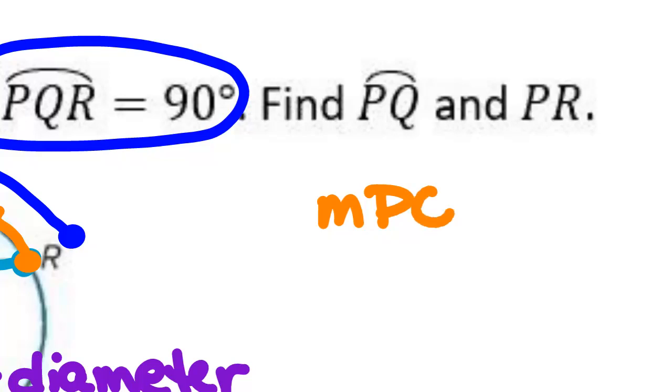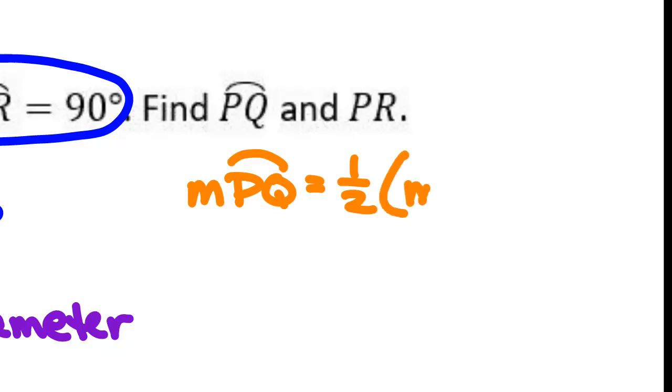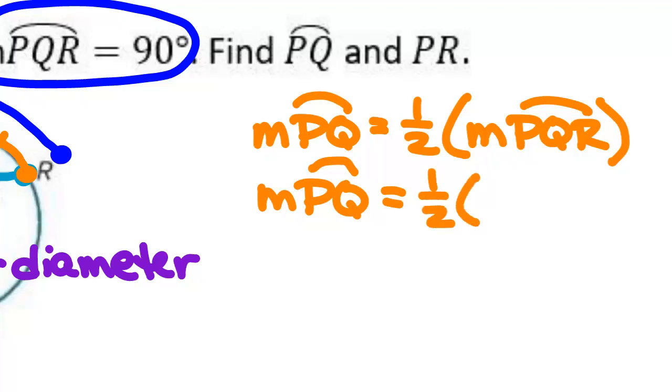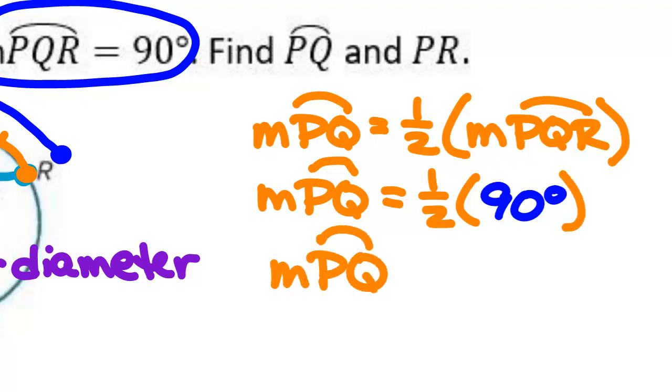Measurement of arc PQ is half of arc PQR. And PQR is 90 degrees, so I take half of 90 degrees, which would be 45 degrees. So the measurement of arc PQ is 45 degrees.